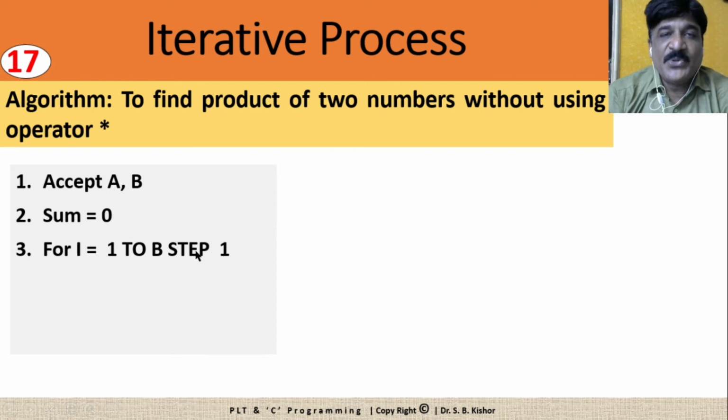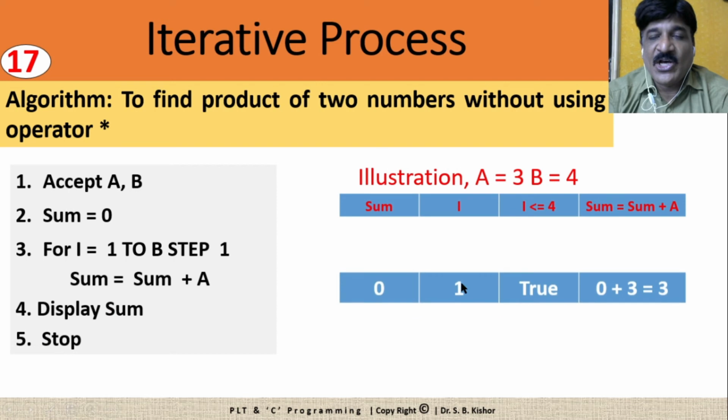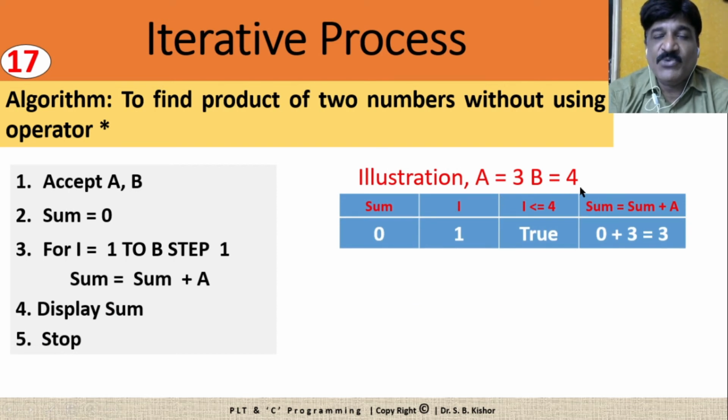So for I equal to 1 to b, what are you going to do? Add the value of a to sum, b times. Finally, declare the result. Now assume the value of a is 3 and the value of b is 4. So initially the value of sum is 0. The value of I is 1.